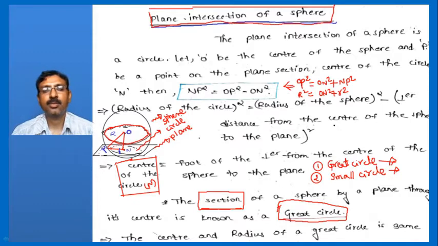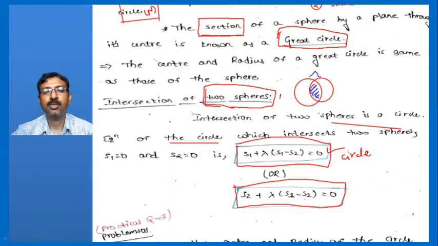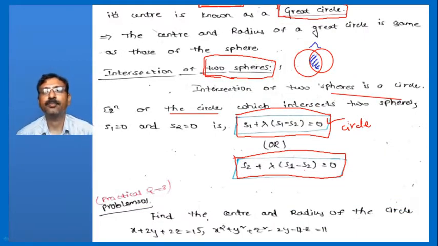In last class, we have discussed some formulae related to plane intersection of a sphere. In that class, we have seen these two formulae. But a small correction: intersection of two spheres is a circle.